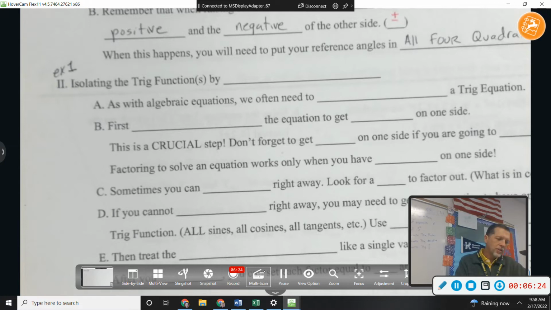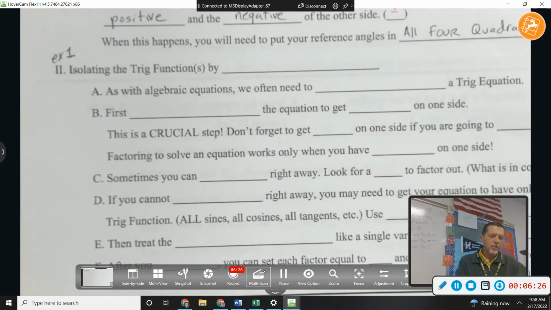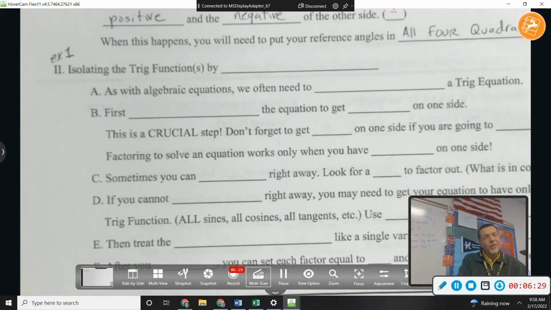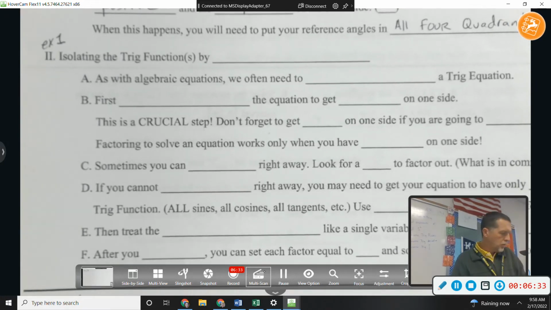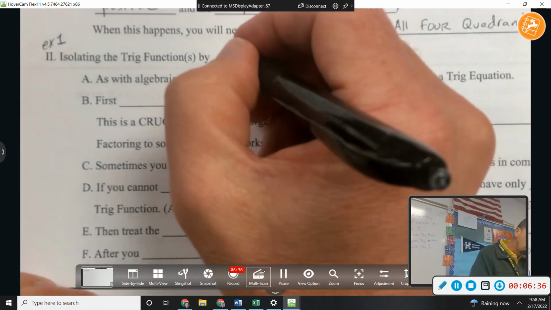All right, back to the notes. So that was an example of square rooting both sides. Don't forget the plus or minus. But again, in some ways it makes it easier because you don't have to worry about quadrants. Roman numeral 2. Isolate the trig function by factoring.